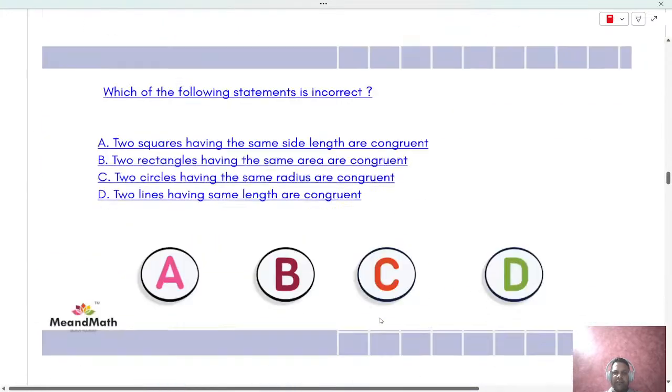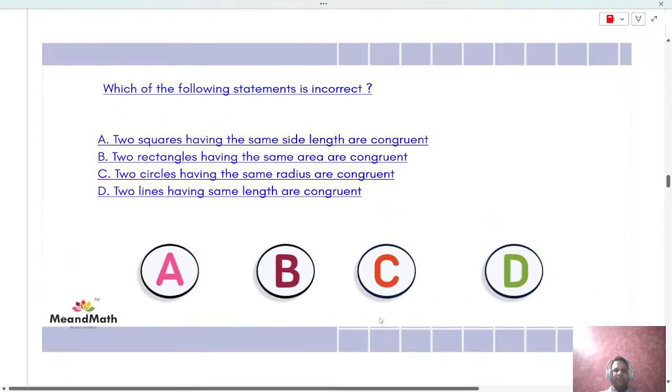Okay, so the next question of the session is here. Which of the following statements is incorrect? This question is about the incorrect one. Which option is incorrect? First option, two squares having the same side length are congruent. Two rectangles having the same area are congruent. Two circles having the same radius are congruent. Two lines having the same length are congruent.